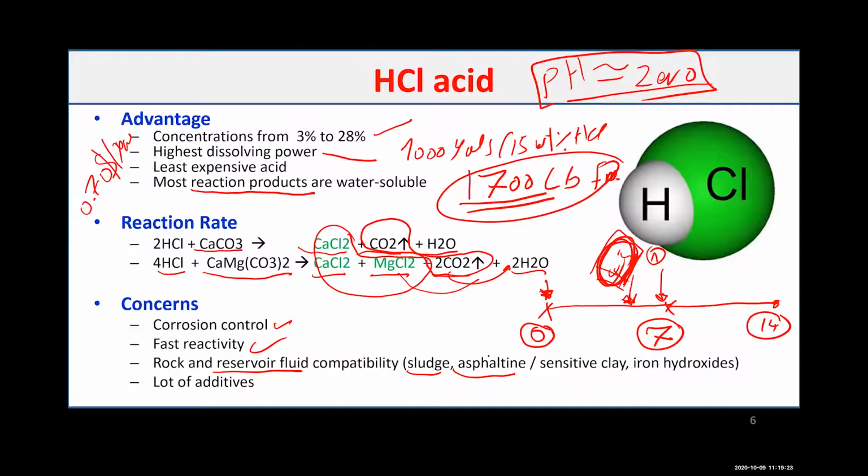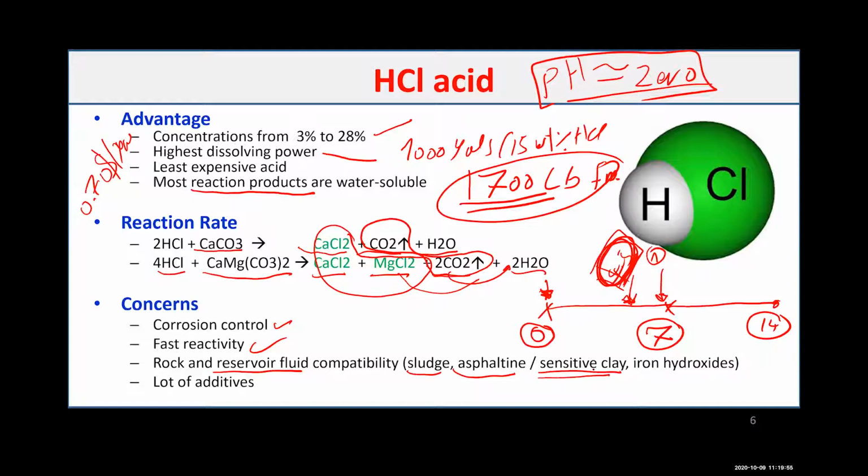Also, if you have some clay content in your carbonate, especially illite or kaolinite, these clays can actually be broken down by the HCl. So you need to be sure that the amount of clay there can be protected by using some sort of iron control agent or some sort of clay inhibitor, to be sure any sensitive clay inside the formation will not be affected by the HCl and cause you swelling or fines generation.